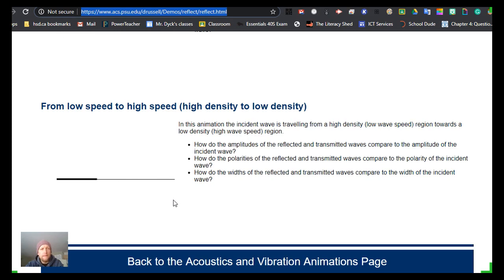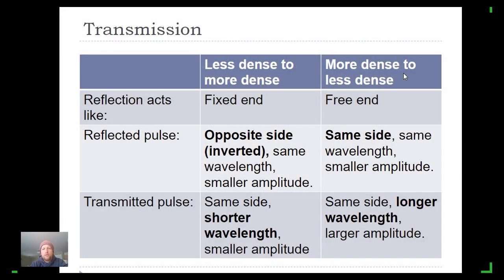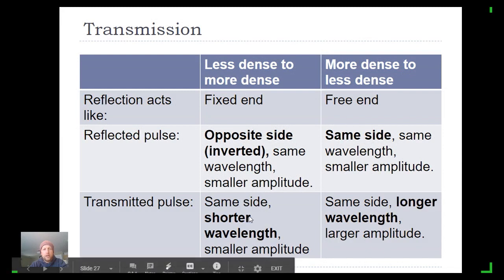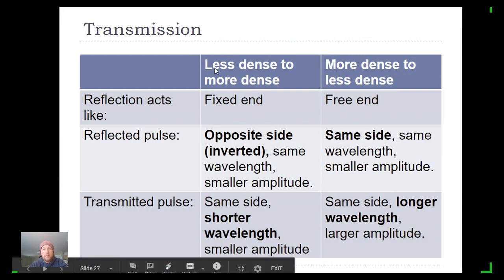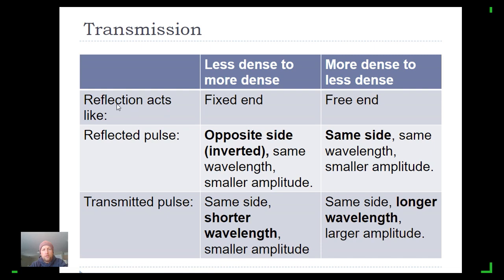All right, back to the table now. Let's go through the table, and we'll start with this second column right over here. This is very similar to the first example on the last website, where we have a less dense medium going into something that's more dense. The reflection acts similar to a fixed end, which we looked at prior to that. As for the reflected pulse, the polarity is inverted.